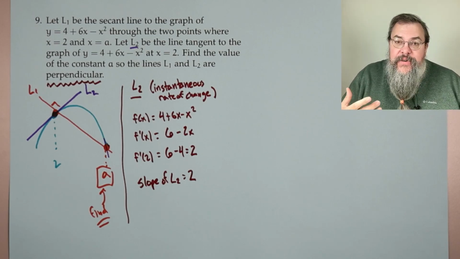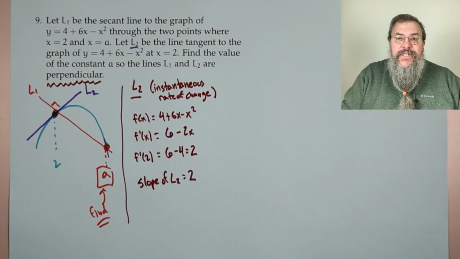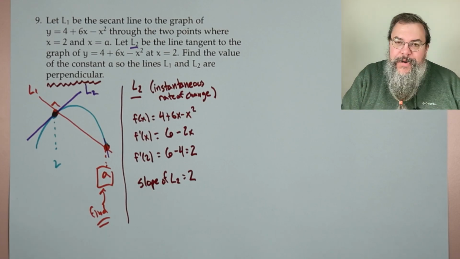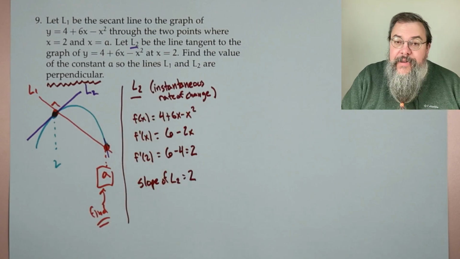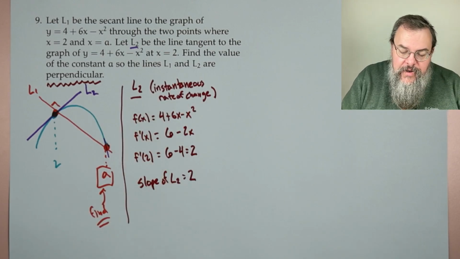All right, so instantaneous rate of change. It's actually a little bit easier than average rate of change because you only have to worry about that one point. As long as you know where your point is, and we do, it's at x equals 2, then we're good to go.